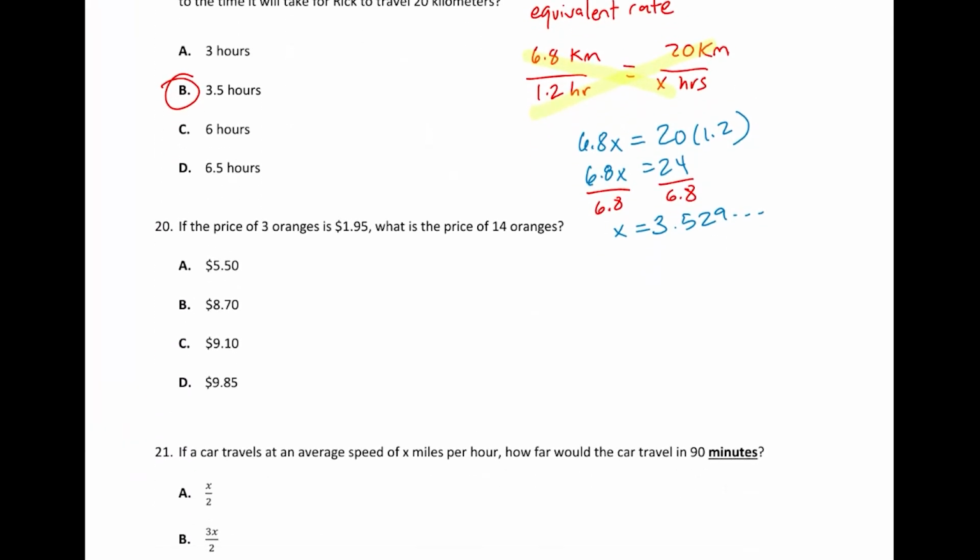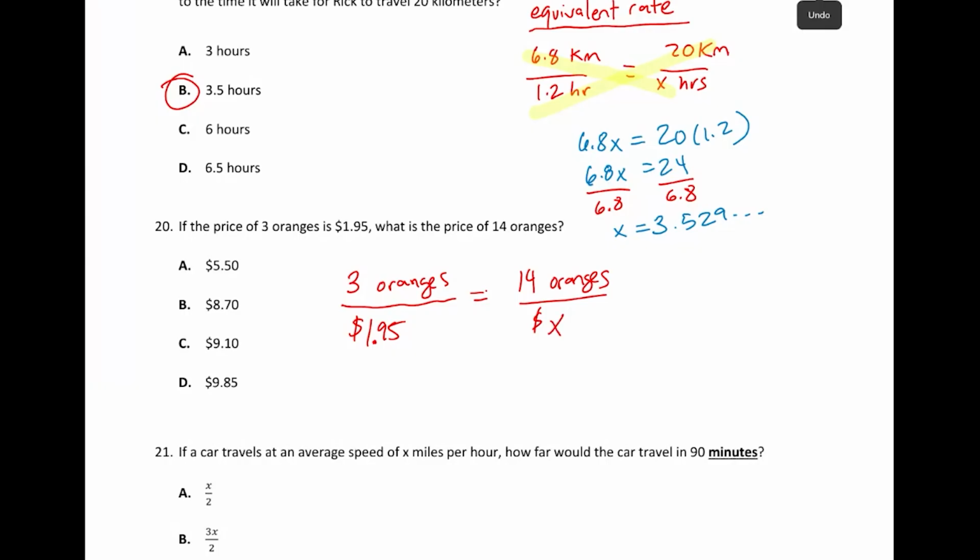Number 20 says if the price of 3 oranges is $1.95, what is the price of 14 oranges? So again, this is another equivalent rate problem. So we're going to set up 3 oranges costs $1.95. Okay, so that should be equal to the 14 oranges, as to how many? What's the cost here?